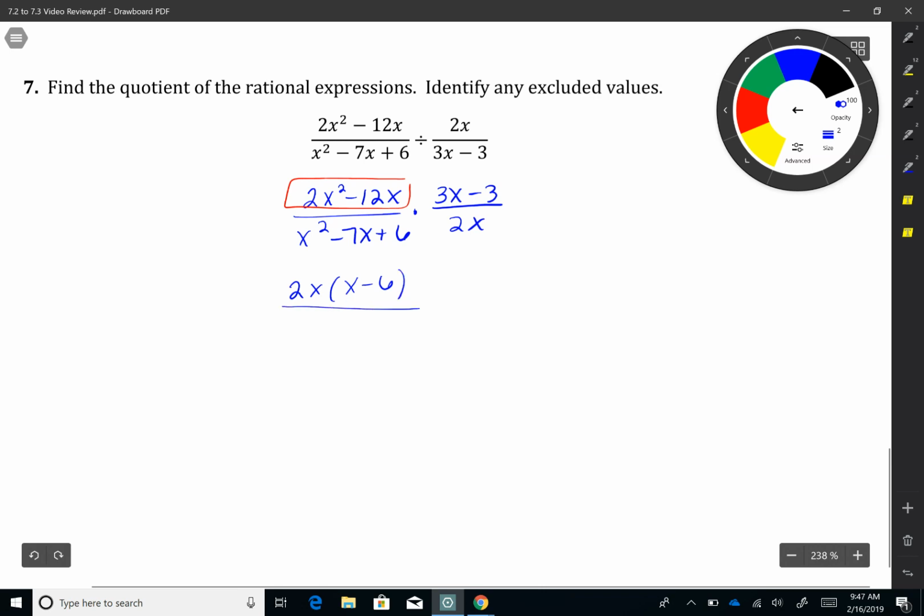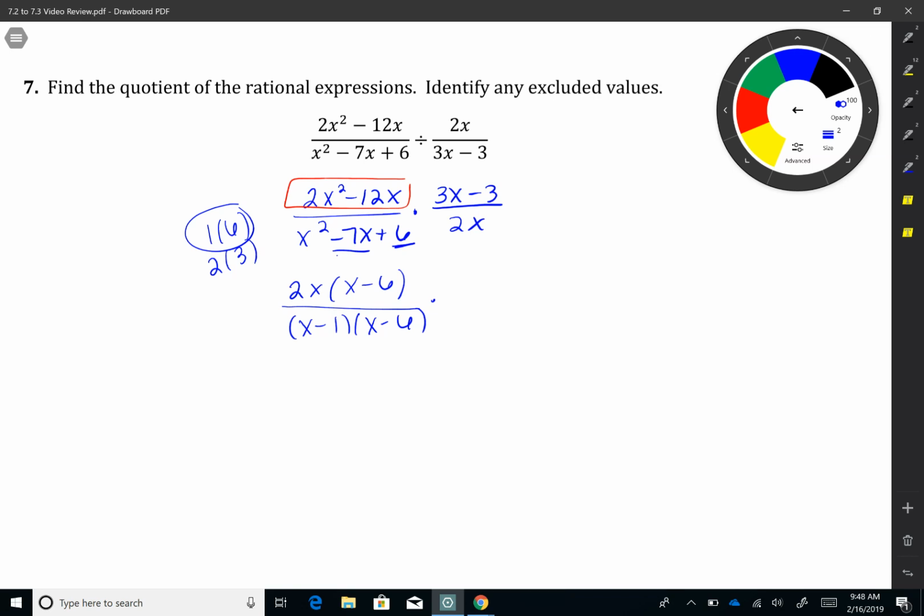The denominator there, I have a positive 6 as my c value, which I could take 1 times 6 or 2 times 3, but I want to pick the pair that adds to 7. So that would be 1 and 6, but since it's negative 7, it would be x minus 1 and x minus 6. In the numerator of my second fraction, I have 3x minus 3. That's a binomial that I can take out the GCF of 3. And I'm left with x minus 1. And then I just have this 2x in the bottom, which I cannot do much with.